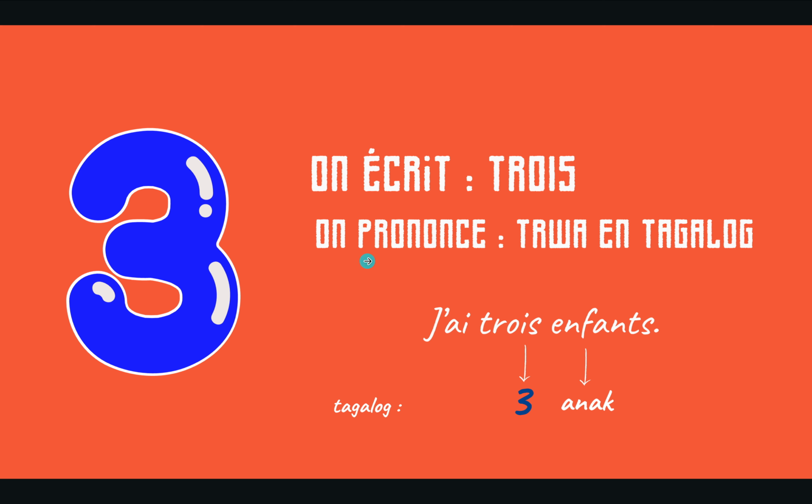Next chiffre, prochain chiffre, 3. You write like this, 3. But you see, as for 2, the letter at the end, we don't pronounce. You don't pronounce trois, okay? And the R, we have to hear it. So don't forget the R. On prononce 3. J'ai 3 enfants. I have 3 kids.